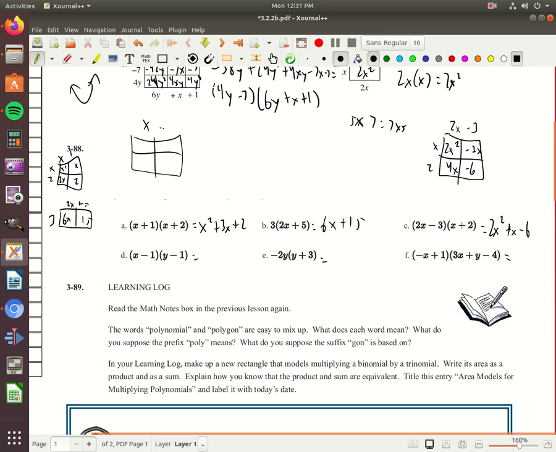All right, so moving along here, this one is a binomial. It's going to be x times negative 1 times y times negative 1. I'm going to get xy, negative x minus y with a positive 1. Remember, a negative times a negative is positive. So xy minus x minus y plus 1.